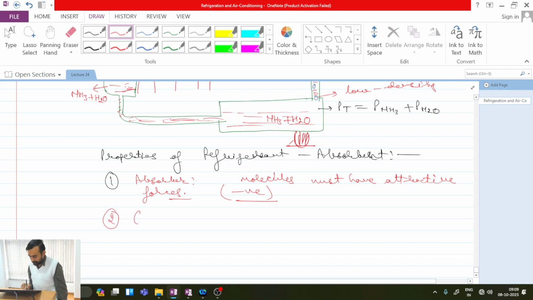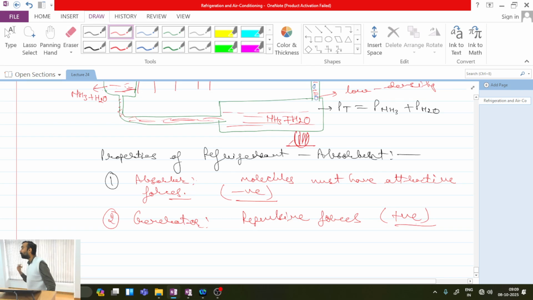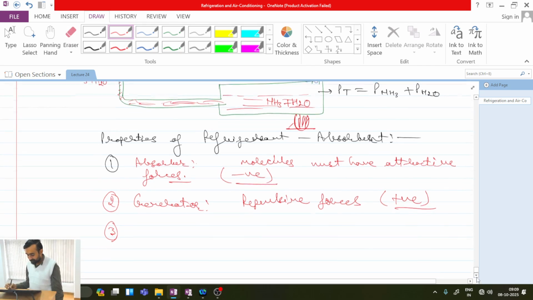In the generator, what should happen? In the generator, if the molecules have attractive forces, then they will not go easily. So the molecules must have repulsive forces. It means in the generator it should show positive deviation from Raoult's law, because when molecules repel each other, there is positive deviation from Raoult's law. Yes, that's why the combination is difficult to achieve. But what is desired? We are writing here the ideal properties.